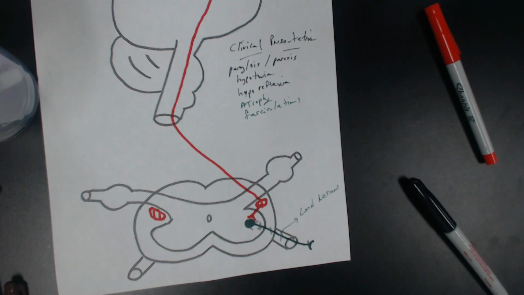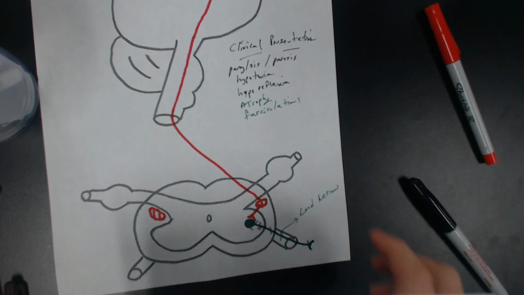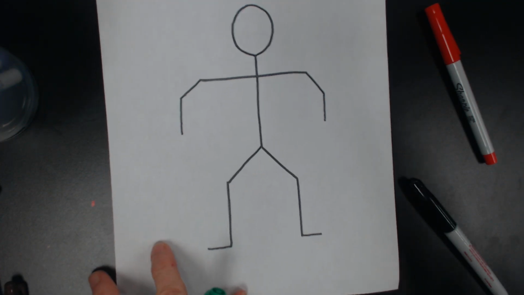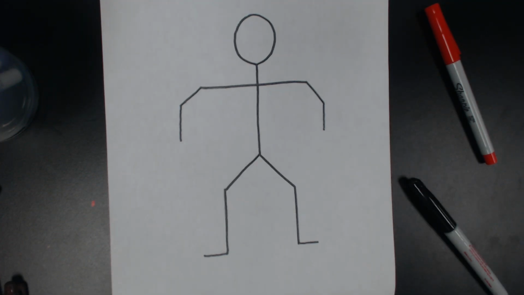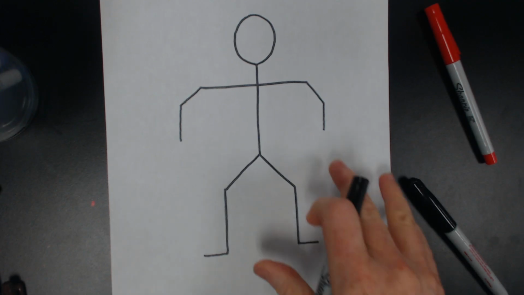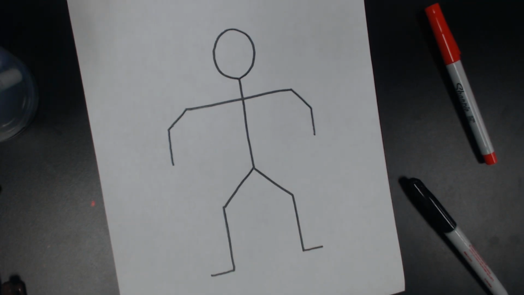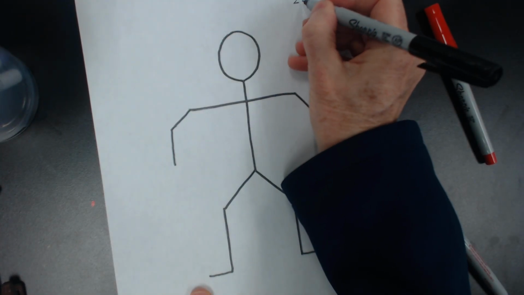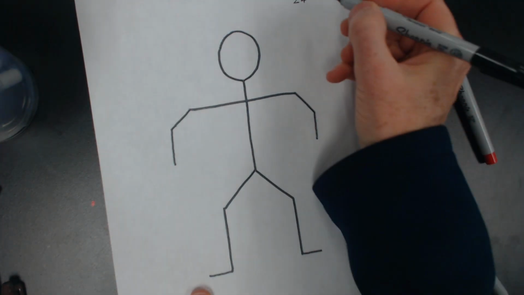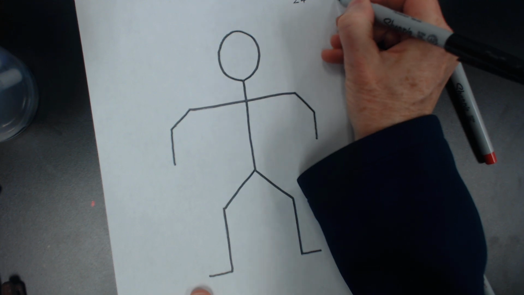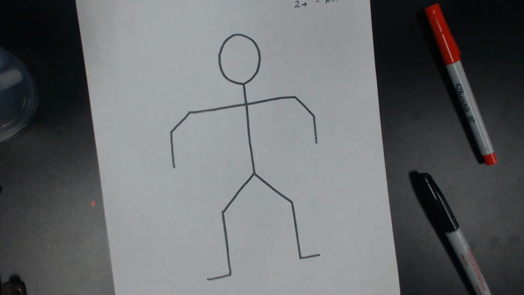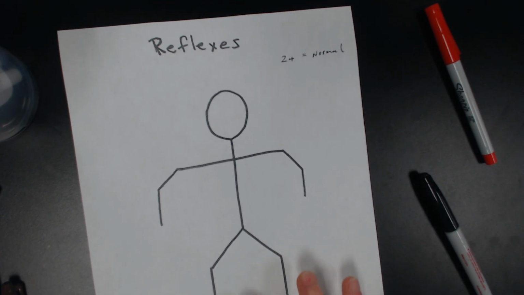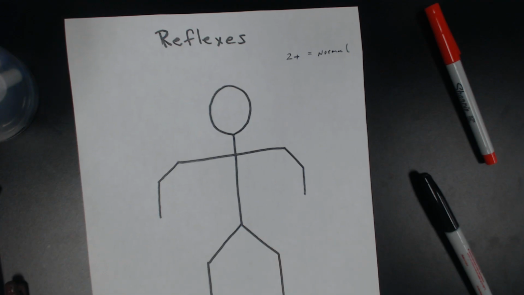So the last one's super simple. We're going to talk about reflexes. This is a stick man. Just looking at the stick man. When you're grading reflexes, reflexes have a grade associated with them. And if you grade a reflex 2+, that means the reflex is normal. Okay, so you need to know that a 2+ reflex is normal.